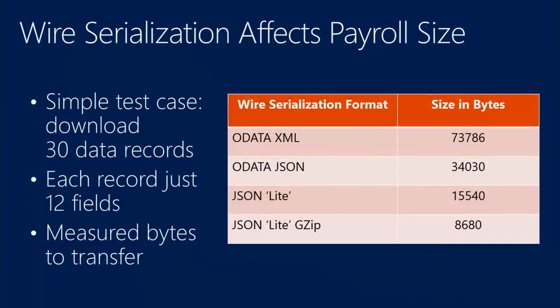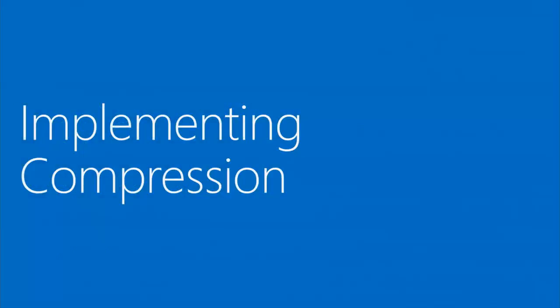So that's just a summary of what we just saw. And that's just with one service. Now, this actually takes me nicely on to the subject of how do you implement compression? How do you handle compression in a Windows Phone application?